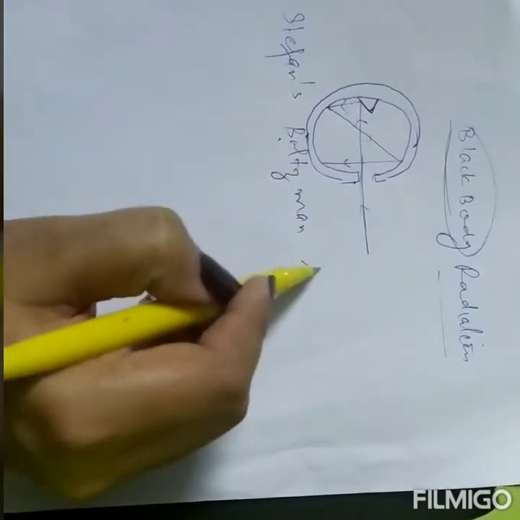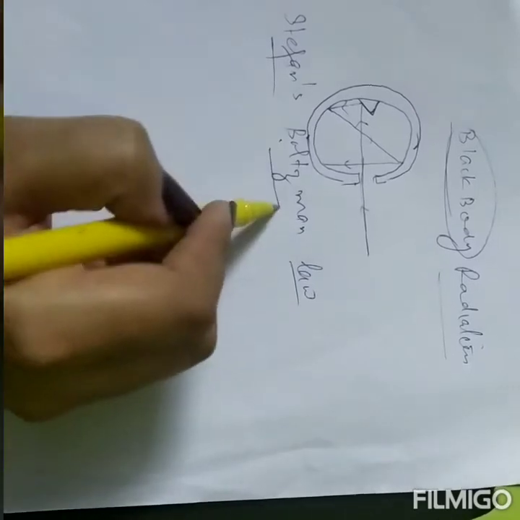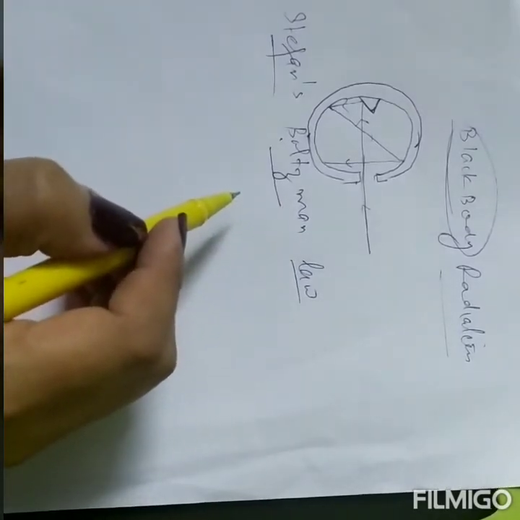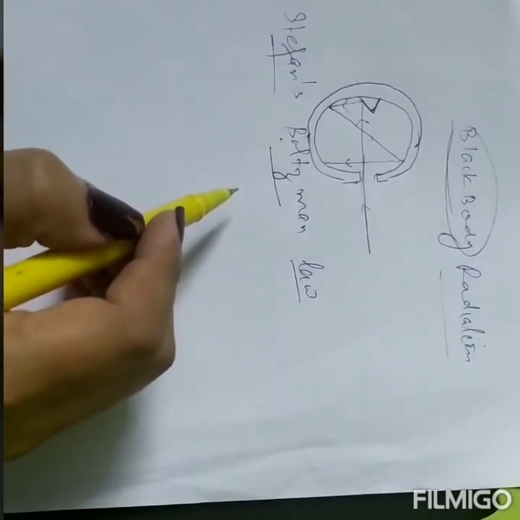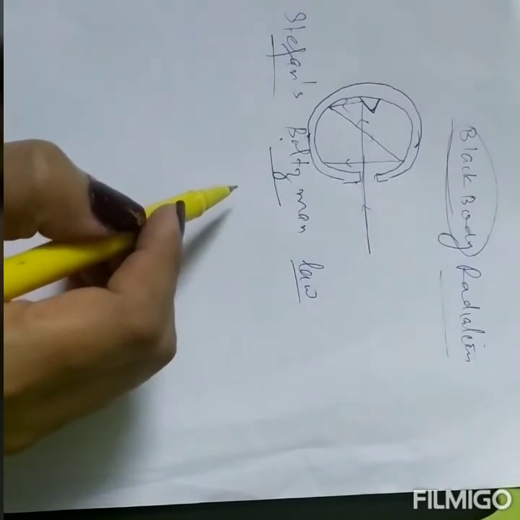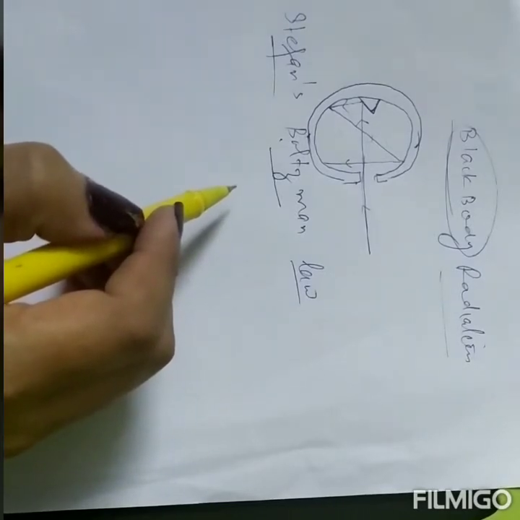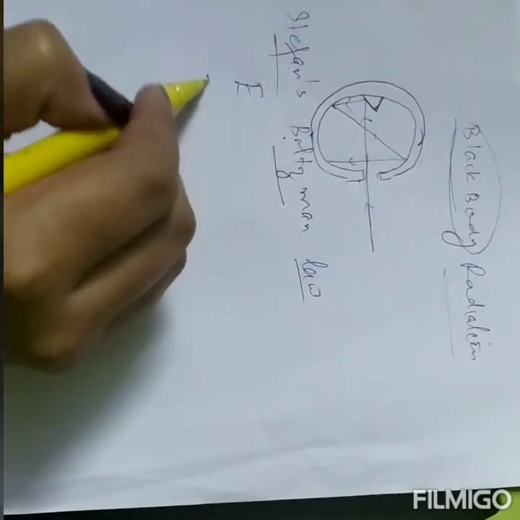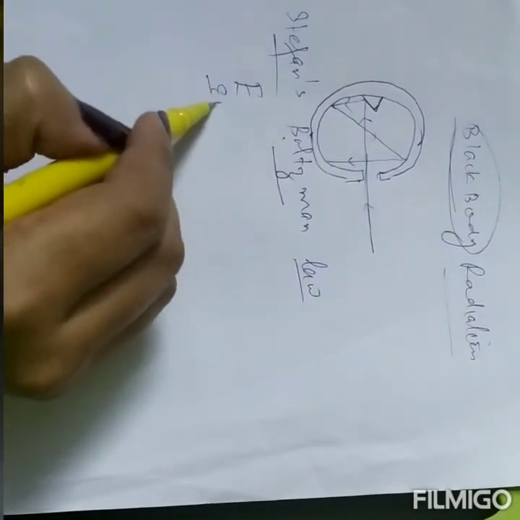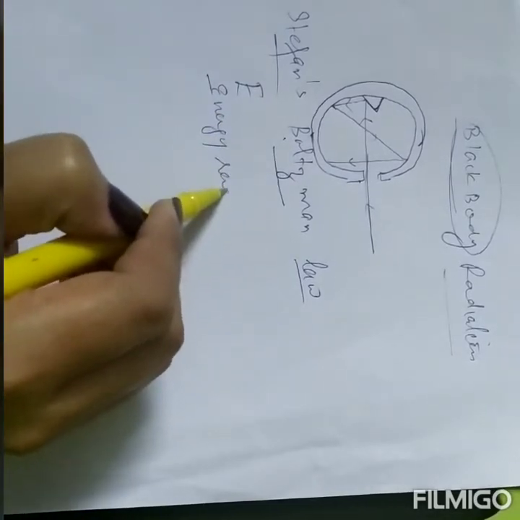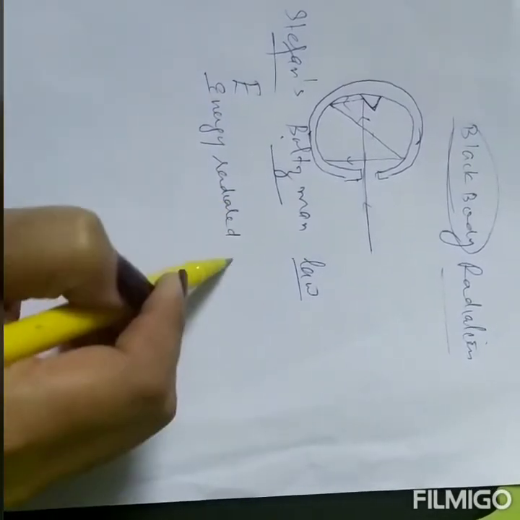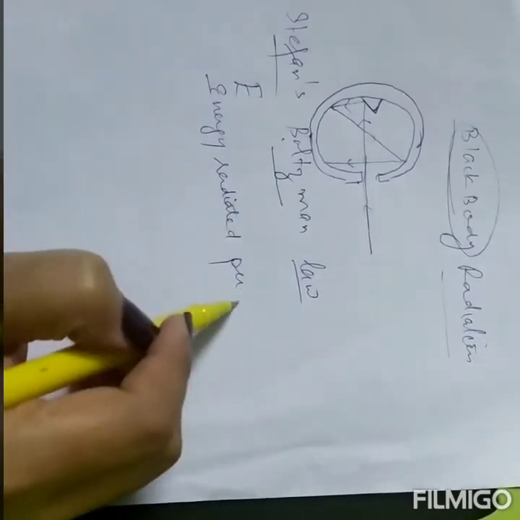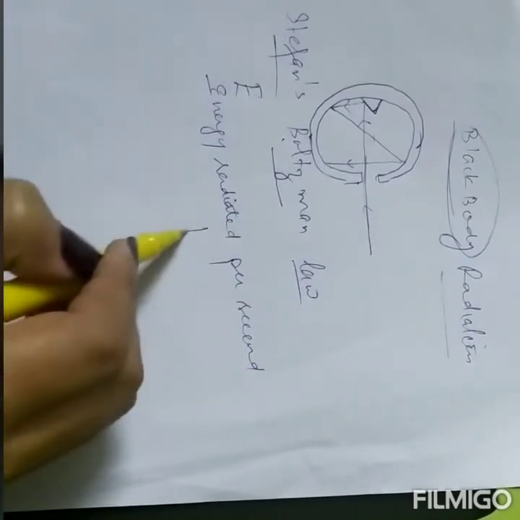Stefan-Boltzmann law. Because this is related to black body radiation, I am discussing this first. Now what is Stefan-Boltzmann law? Basically, E is the energy radiated per second per unit area.